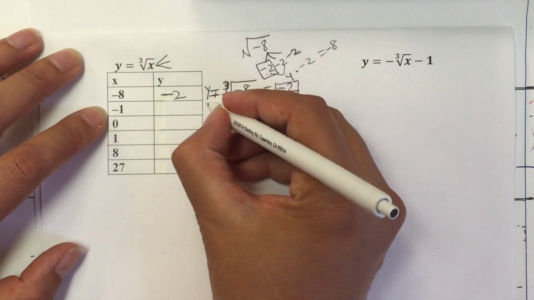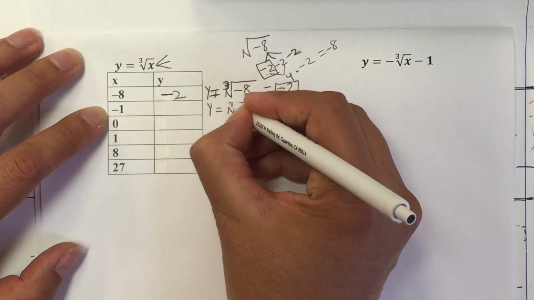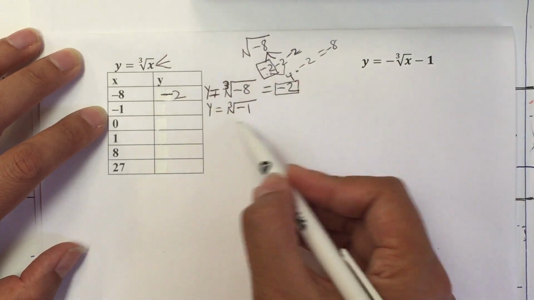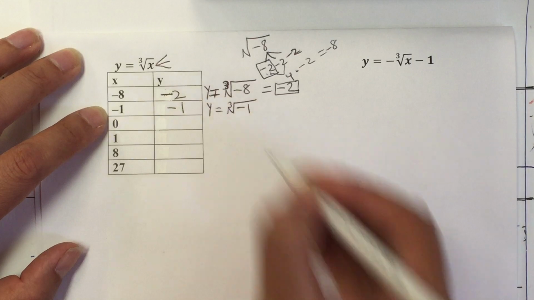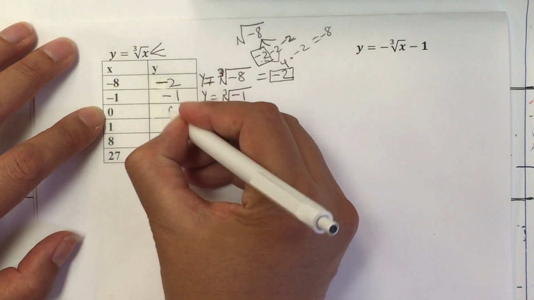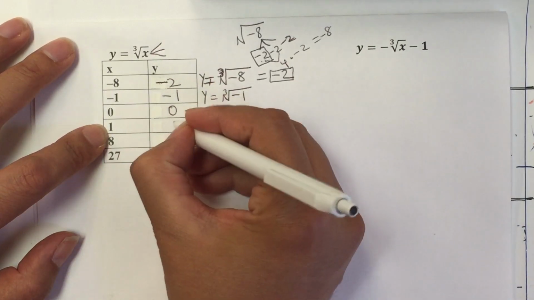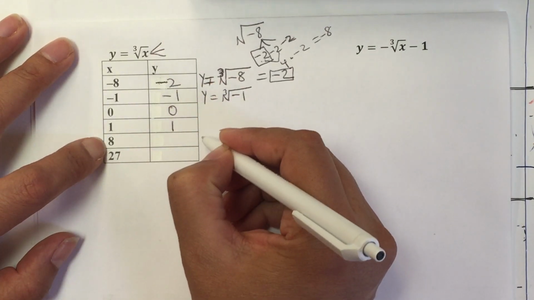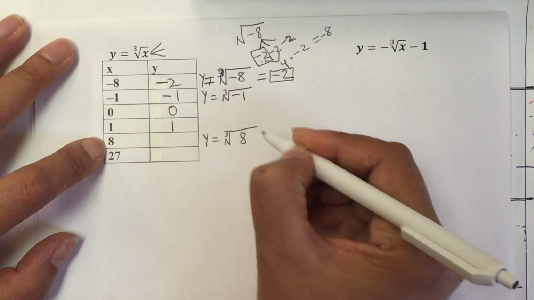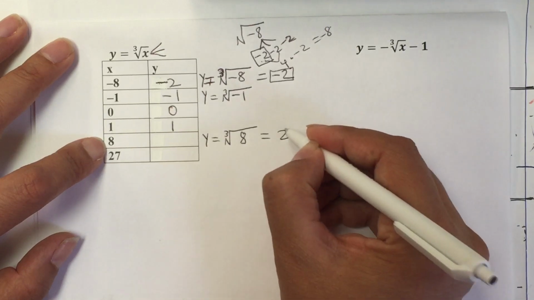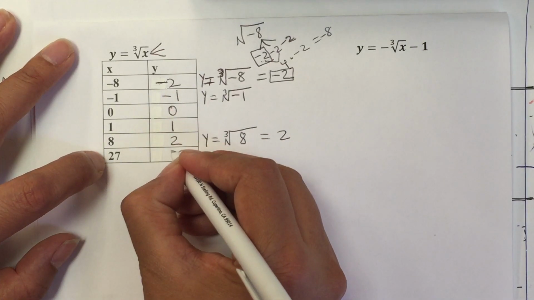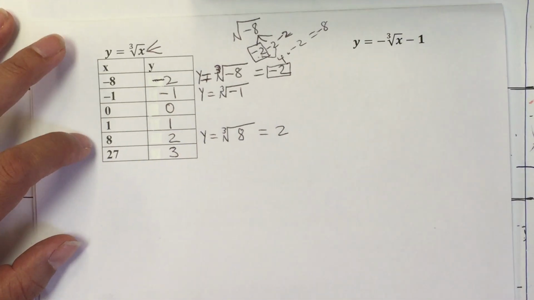The next one is the cubic root of -1. Again, -1 times -1 times -1 will be -1, so that will be my answer. For the next one, it will be 0. 1 times 1 times 1 is 1. Again, what number multiplied times itself 3 times equals 8? Well, 2 times 2 times 2 is equal to 8. So that will be my answer. And finally, 3 times 3 times 3 is equal to 27. Okay?